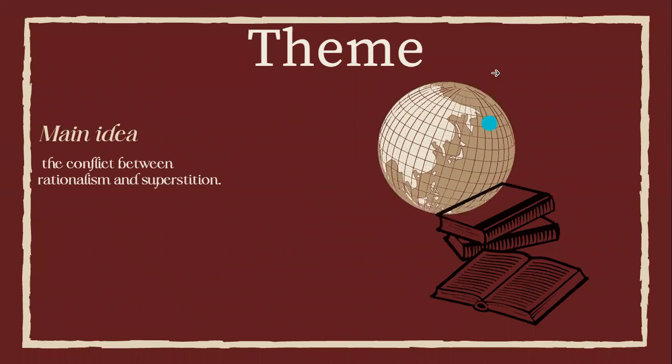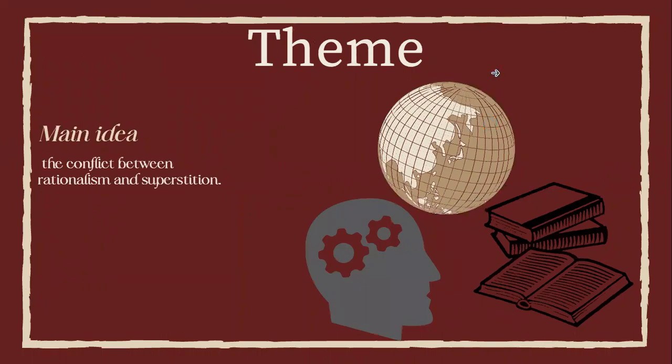The theme. The main idea of this story is a conflict between rationalism and superstition. The book that I read has a story about the Hound of the Baskervilles, and it is the main story. The main story is about a man trying to kill a man for inheritance.